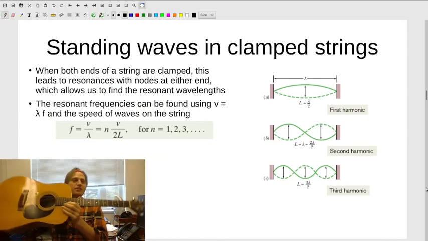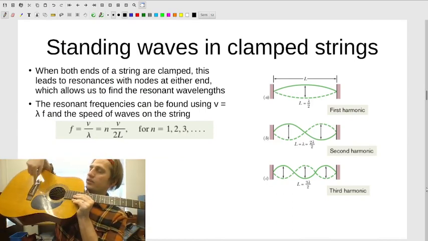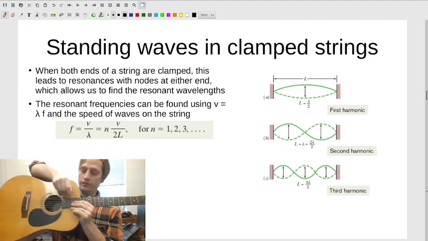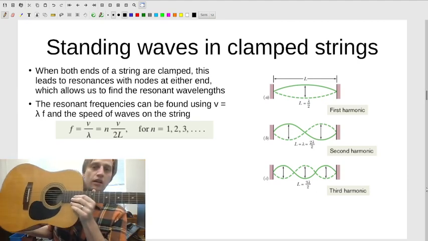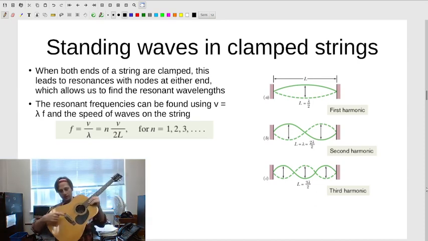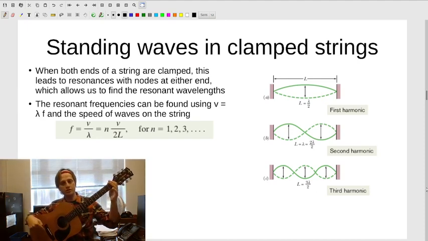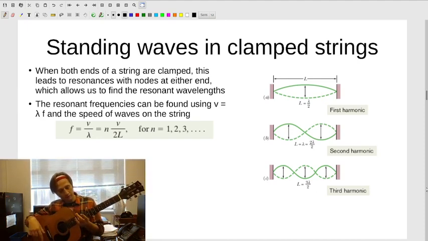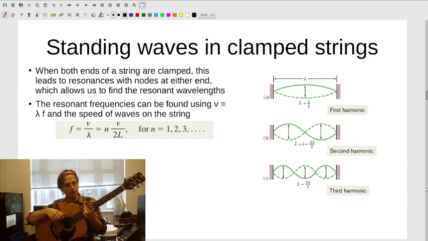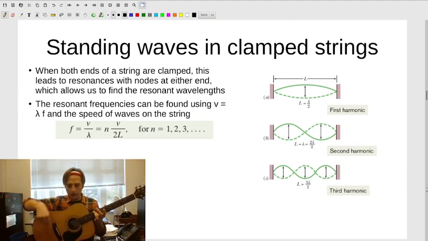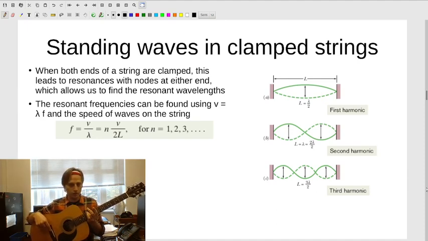Okay, so here's the idea. If you have a string like this and you pluck it, not sure if you can see this or not, the first end and the other end both act as nodes in your standing wave. Now, if I put my finger on here, that can also make another node in my standing wave, and it will encourage the resonance of what we call the second harmonic. So that basically splits the string in units of 2.